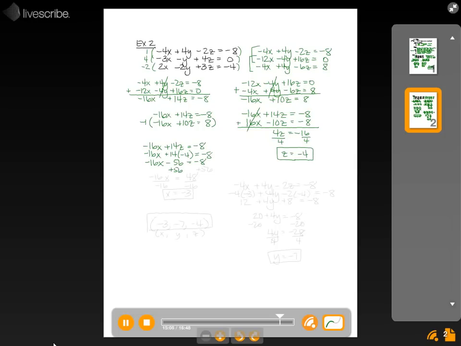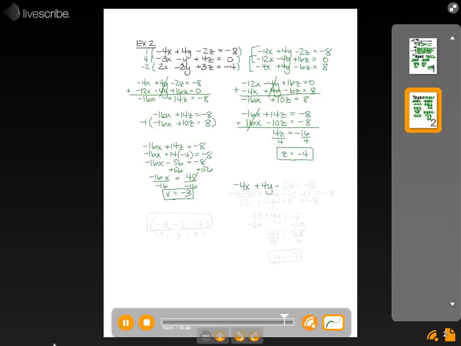Add that 56 to both sides. Negative 16x equals positive 48. Divide both sides by negative 16. So x equals negative 3. There's the second variable. The last thing we have to do is go back to one of the original equations, and we're going to plug in our x and our z, and we're going to find y. We're going to just plug it into the first one. Doesn't matter which one you plug it into, you will get the same answer either way.